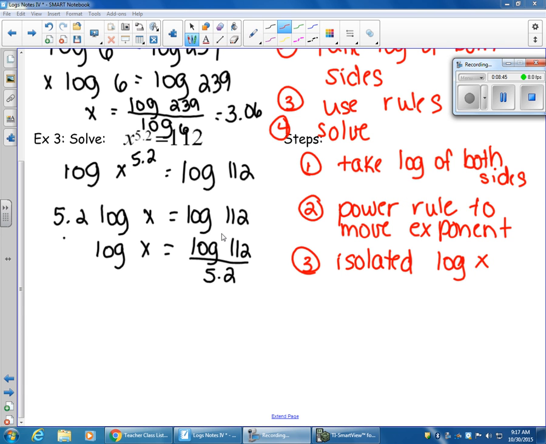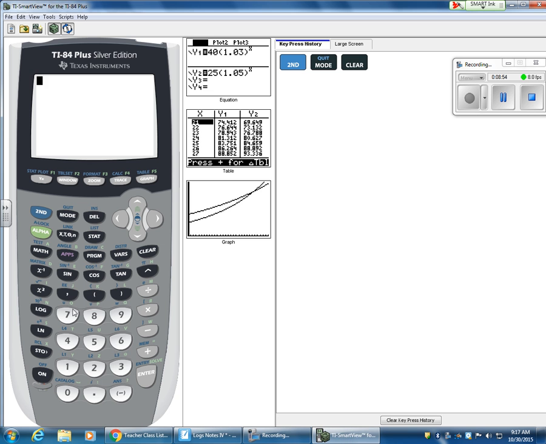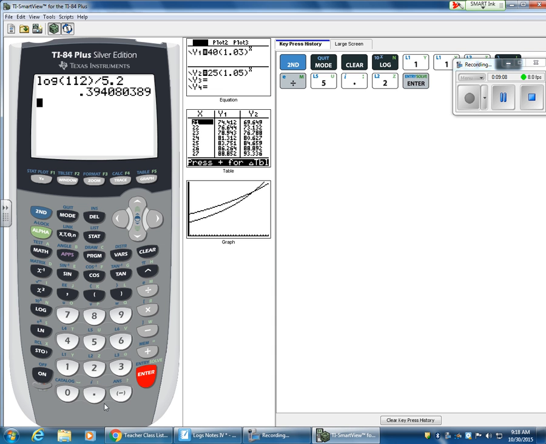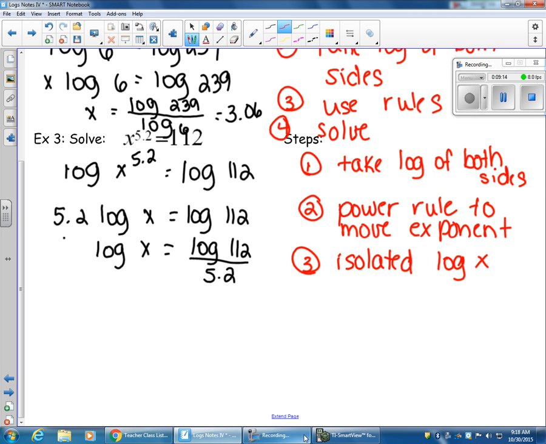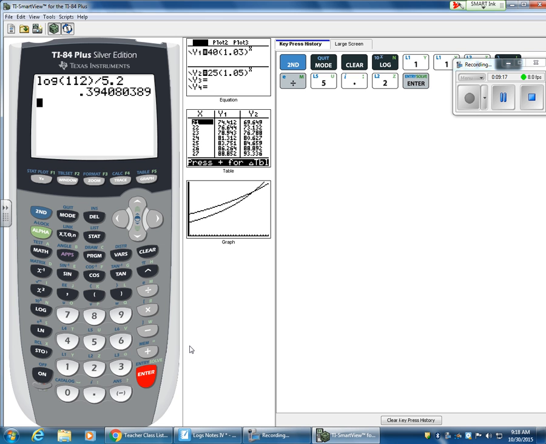Okay, so we want to solve this. So I'm going to put the log 112 divided by 5.2 in the calculator. So log 112 divided by 5.2. Then you can hit enter. Make sure I have the right numbers, okay? Now we want to know what value of x, right? The log of what? So what you're going to do is do second log. Notice that's also 10 to the x power.